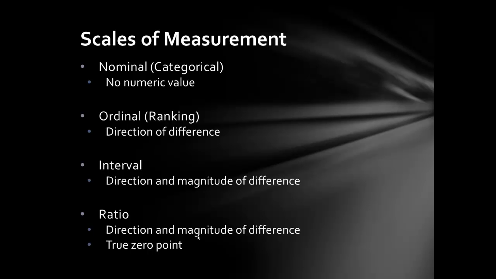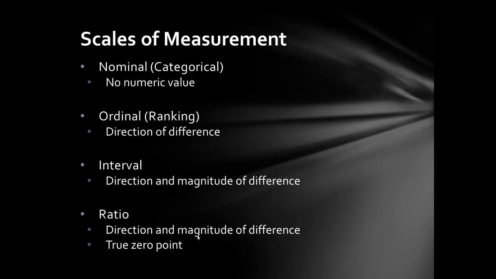So earlier I talked about sex, so 0 being male, 1 being female, 2 being a hermaphrodite. Well, that's not meaning that males are any less than females because they had a 0 and females had a 1. It's just random, arbitrary numbers that were assigned to those categories. So marital status is another example. 0 for single, 1 for married, 2 for engaged, and as many categories as you want. The numbers don't really have any distinction or any meaning with what they're measuring.